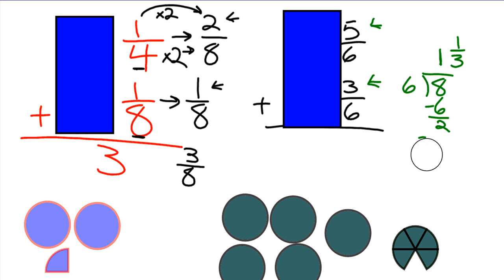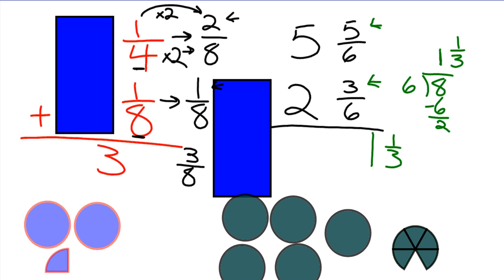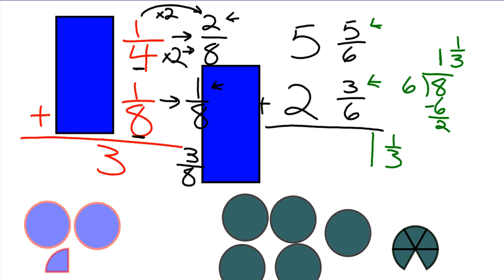I'm going to erase this as well and put 1 and 1/3. But now we have whole numbers still. When I add these together, I get 7. But I still have 1 and 1/3. I can't say 7 plus 1 and 1/3. So what I will have to do is add them together. 7 plus 1 is 8, and then we have 1/3 more. So our final answer would be 8 and 1/3.